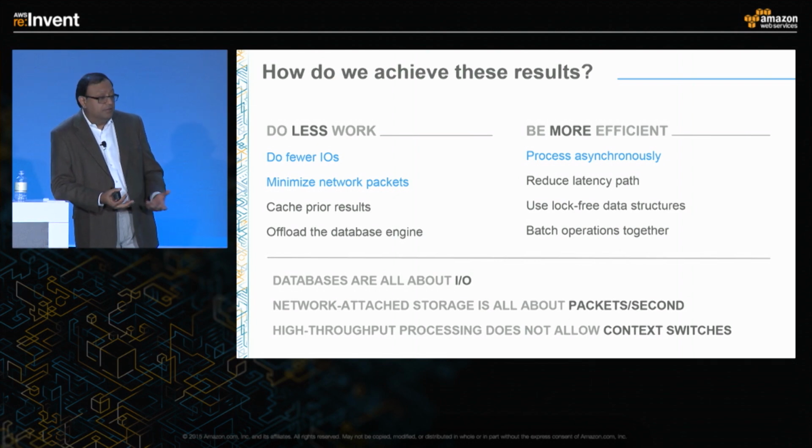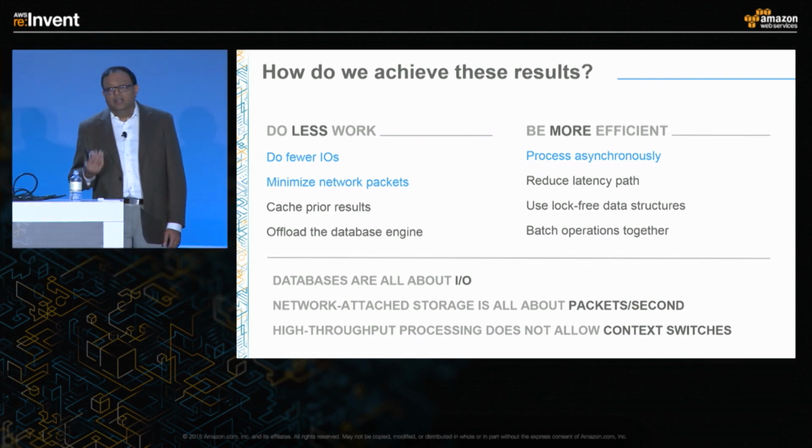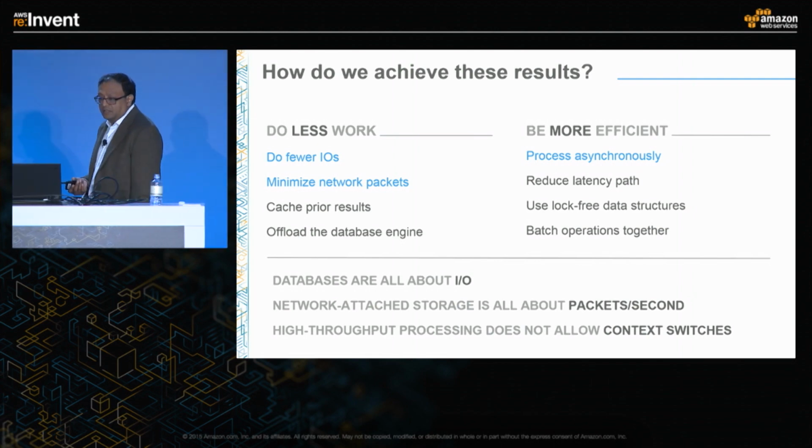And the other thing that's pretty important is that if you're trying to operate at high throughput, you can't afford system calls, you can't afford context switches. So a lot of our things that are architectural are about doing fewer IOs, minimizing network packets, and moving towards processing asynchronously.